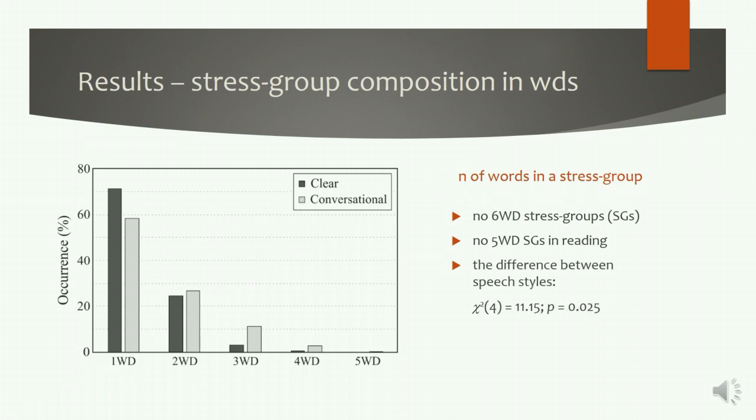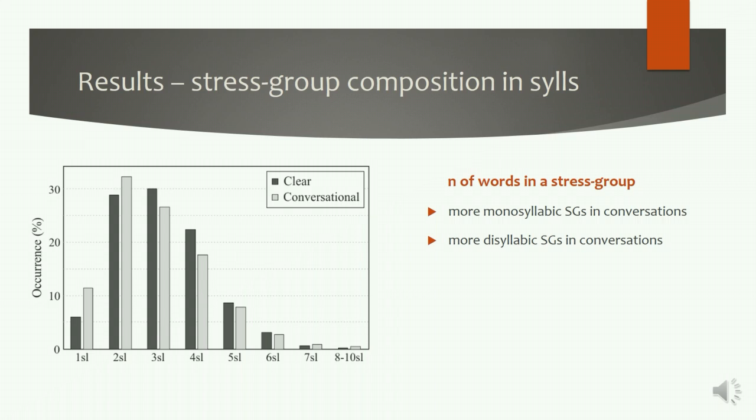So the difference between the speech styles in this was found as statistically significant, and clearly there is more word compounding in conversations. We were also interested in the composition of stress groups in terms of syllables. So again, we can see that there are more monosyllabic and more dissyllabic stress groups in conversations, and that stress groups in clear speech are usually longer. There were no stress groups of 11 syllables or more, and anything above 7 syllables was quite rare.